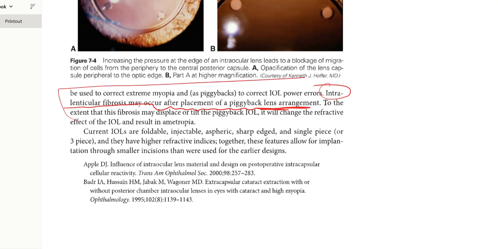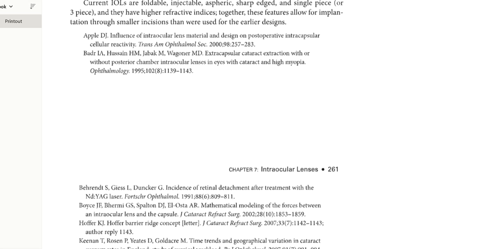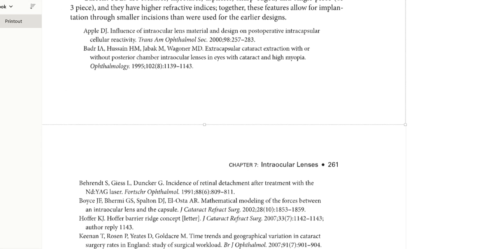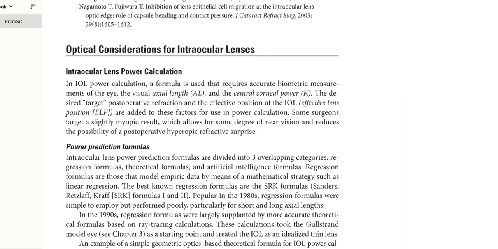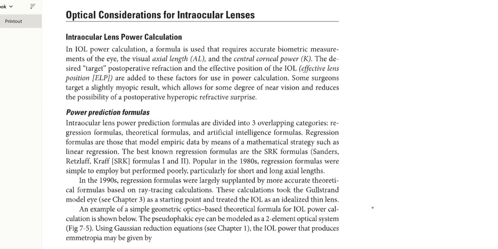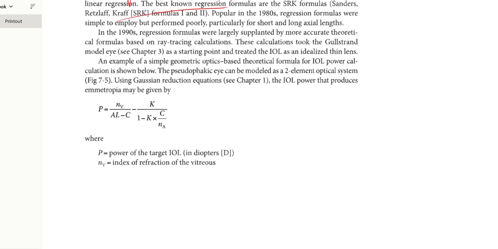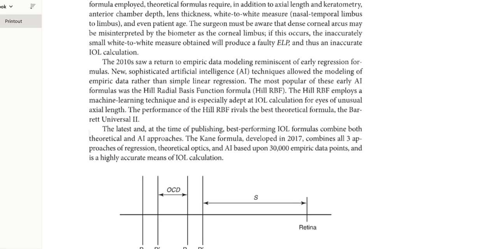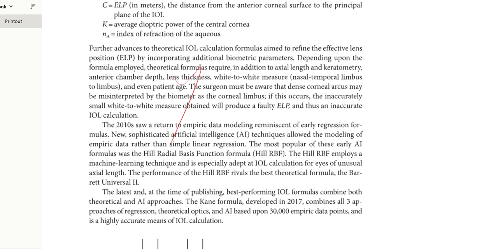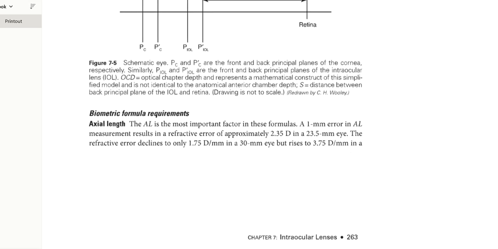Okay, not very important topic. Just a quick read. Not important. Yes, this is very important.